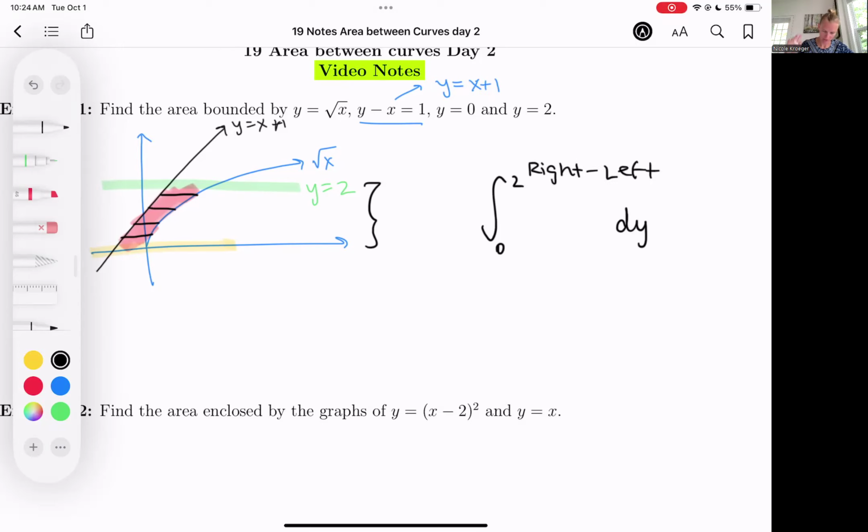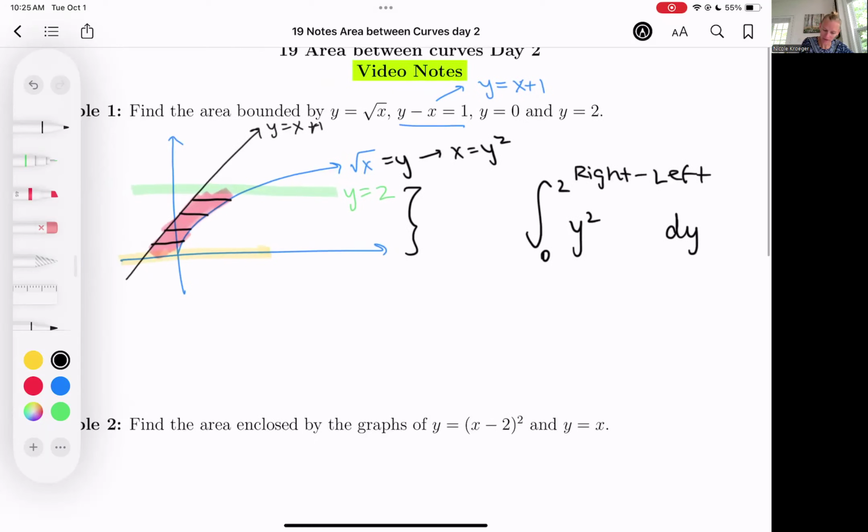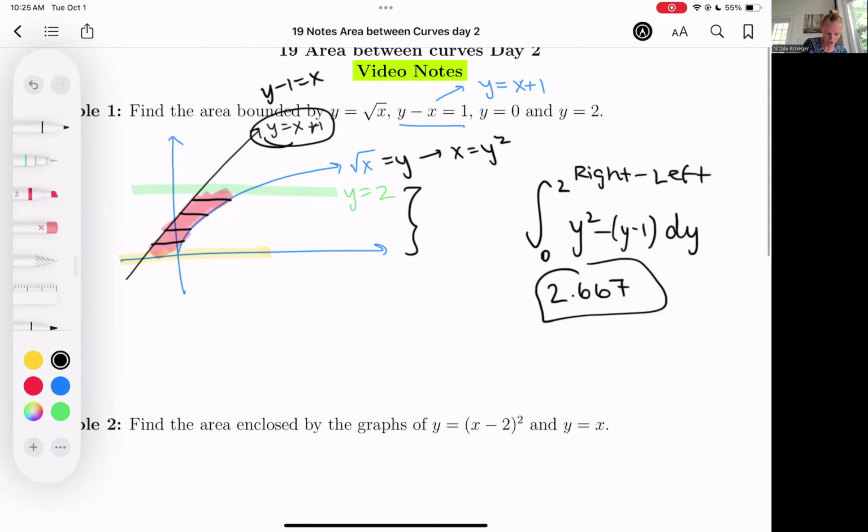My right function is the square root function, but remember we need this in terms of y. So if I solve this for x, I get y squared. So y squared is my right function. My left function is the line. Again, I need to solve that for x. So y minus 1 is x. So I'm going to have minus (y minus 1). And you can anti-differentiate this and plug our numbers in. You get 2.667. Make sure you have parentheses around that whole second piece. The whole y minus 1 gets subtracted out.